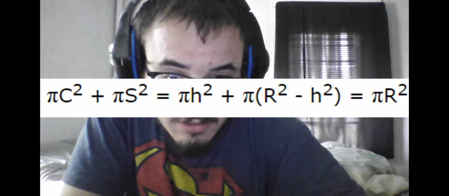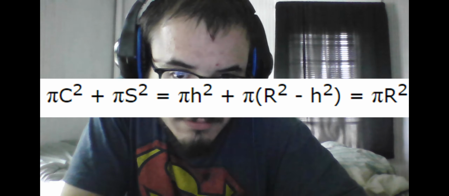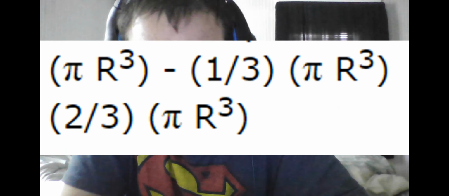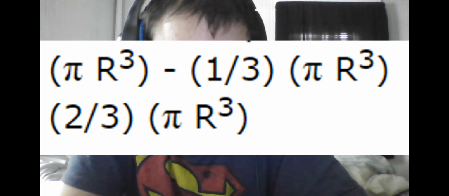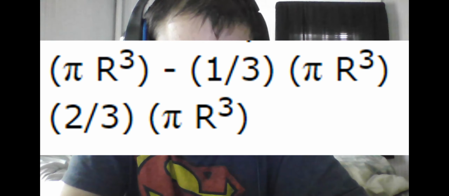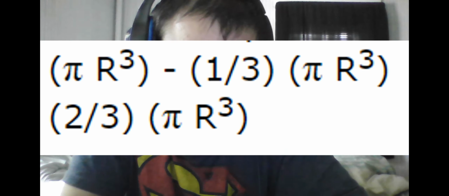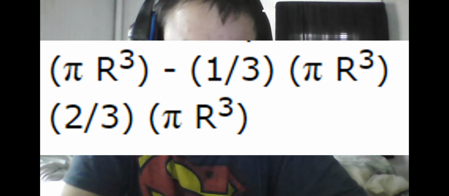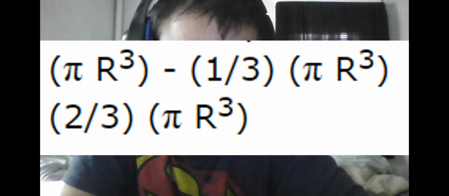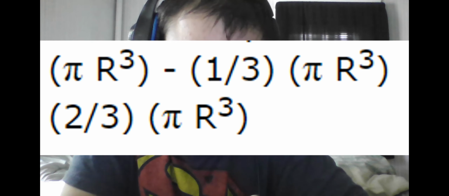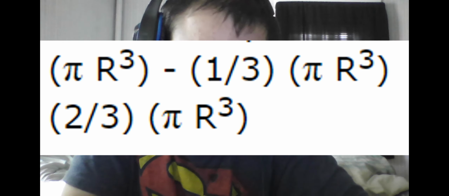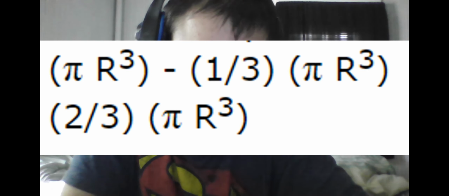So it should be seen that the volume of the cylinder minus the volume of the cone is exactly equal to the volume of the hemisphere, which, since it is pi r cubed minus 1/3 pi r cubed, simplifies to 3/3 pi r cubed minus 1/3 pi r cubed, to 2/3 pi r cubed. And if we know by definition a hemisphere is half a sphere, it should follow that 2/3 pi r cubed times 2 is 4/3 pi r cubed.